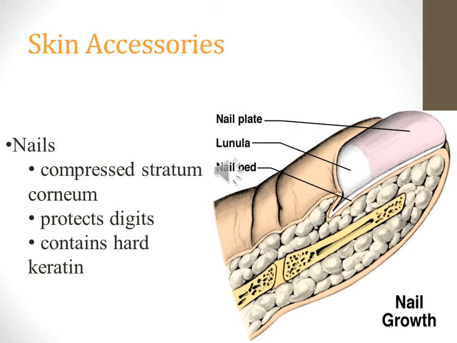So not much more I'm going to share with you on that. Just know that it's compressed stratum corneum, and then you've got your free edge, your cut part, pink body, white lunula, and your cuticle.